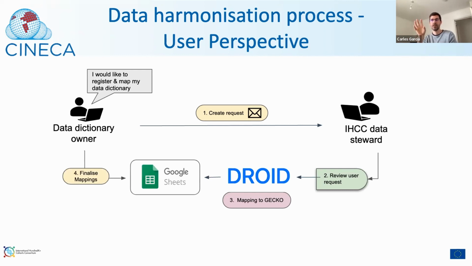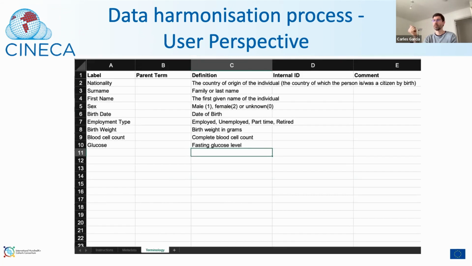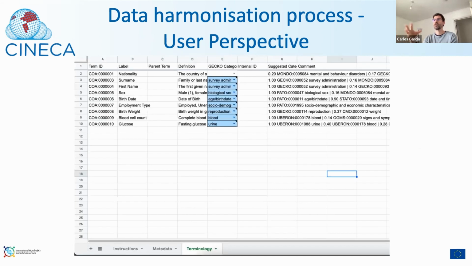that is shared with the data dictionary owner. In this Google Sheet, we create the correspondence between the data dictionary terms and the Gecko terms. So the data dictionary owner can check that the suggestions by the Gecko are correct, and they can also change them, so that we have a good relation between the ontology and the terms of the data dictionary. And then this is what would be uploaded later into the OLS. And so this is what they would send to us, and this is what we would share with the user.